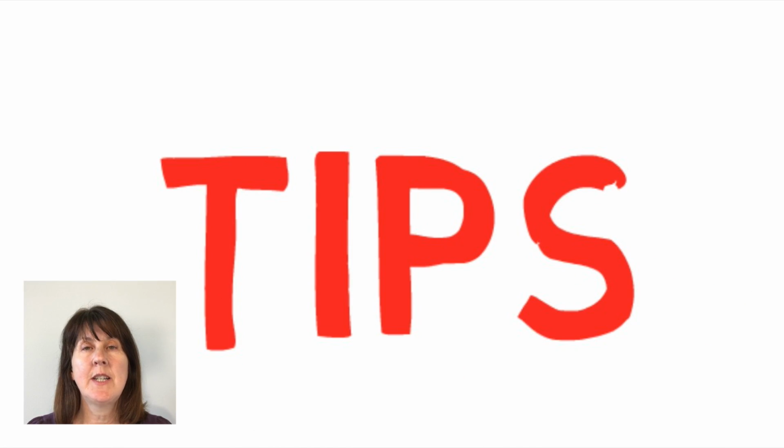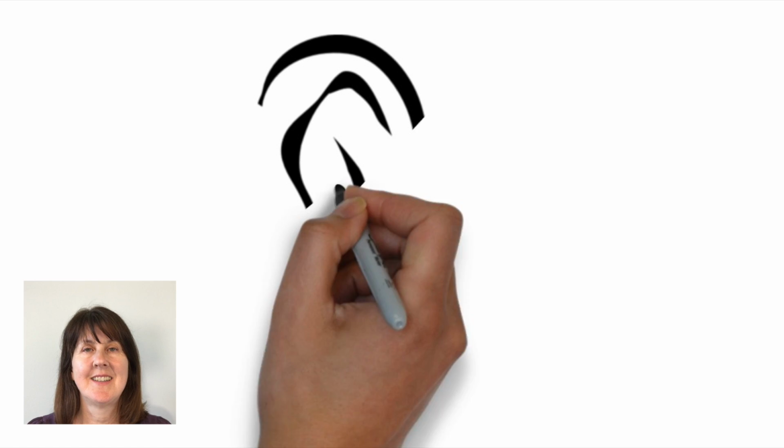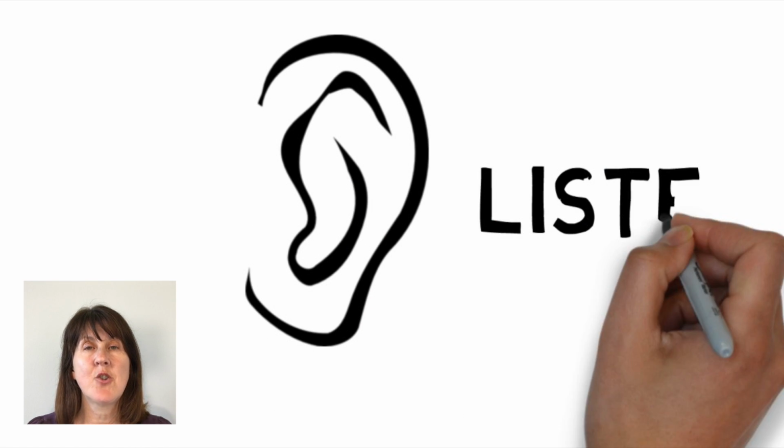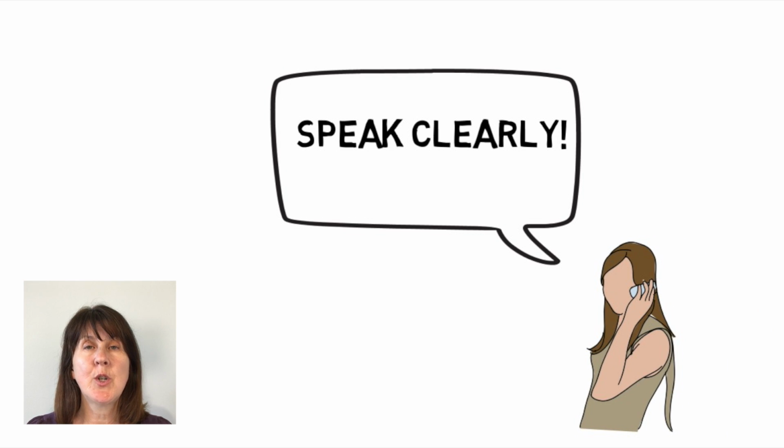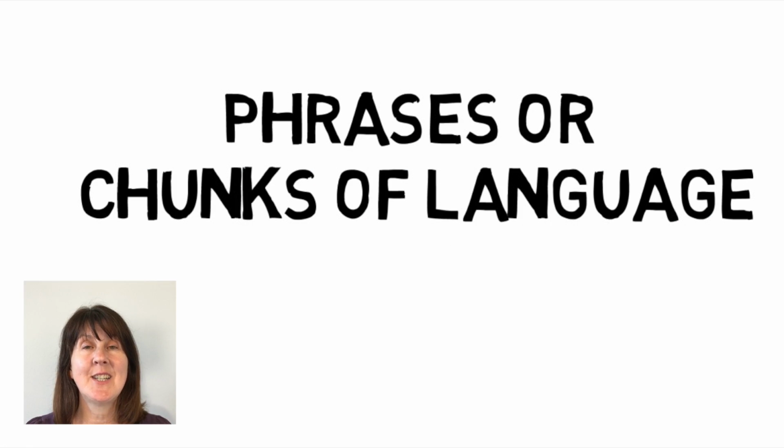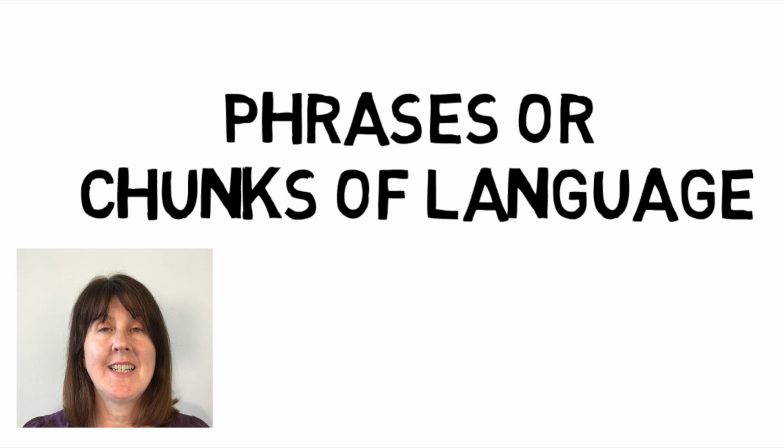Here are some final tips. Listen carefully to instructions and your partner's answer. Speak clearly. Imagine you're talking to somebody on a telephone and you're describing what you see. Use phrases or chunks of language as we've seen in this tutorial. Practice. Time yourself speaking for 60 seconds. You could even record yourself so you can hear your strengths and your weaknesses.